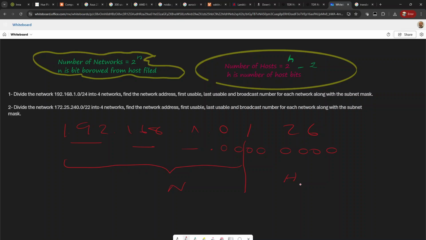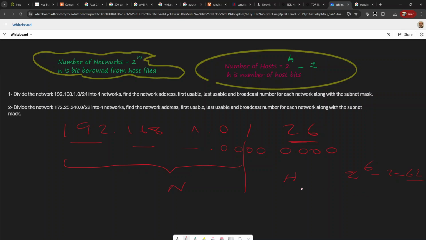If I want to know how many hosts are in this network using the /26 subnet, then we are going to use this formula. The number of hosts equals 2 to the power of h minus 2. h is the number of host bits. The number of host bits is 6, as you can see. So 2 to the power of 6 minus 2 equals 62. So using the /26 mask, we are going to get 62 usable hosts per network.